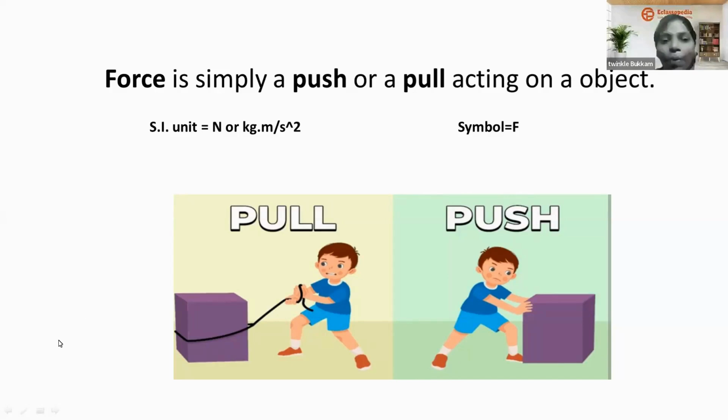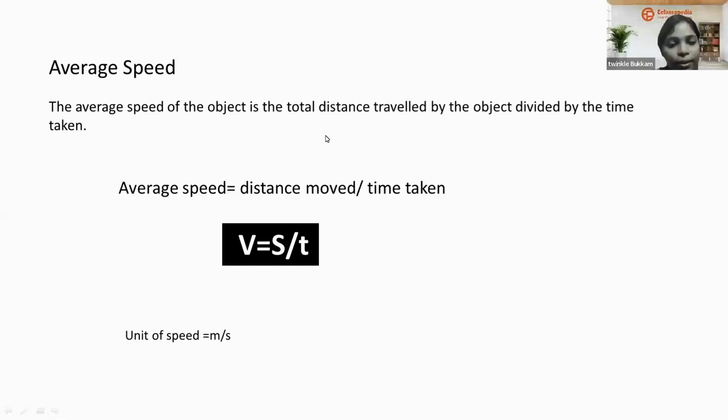Okay, so the standard unit for the force that we use is Newton, or kg meter per second square. This is the unit that we'll use in this entire chapter. Okay, and the symbol that we use is F.